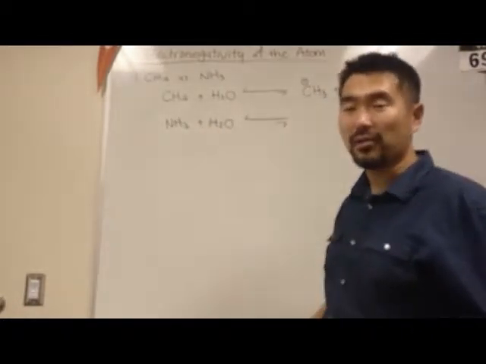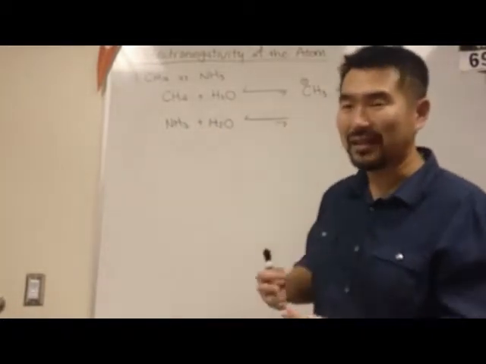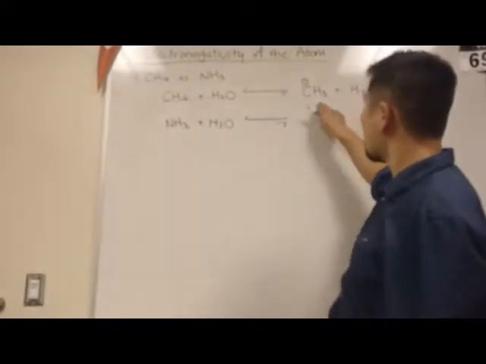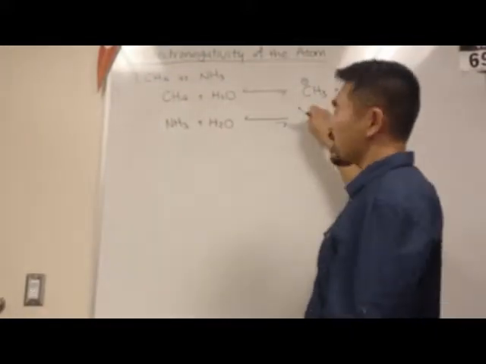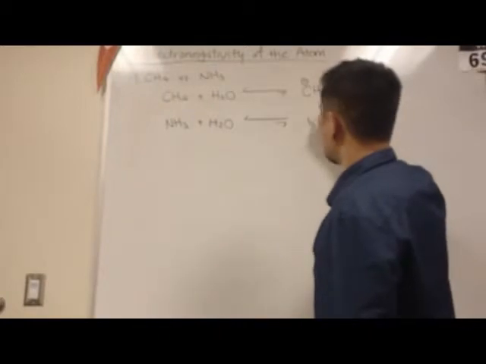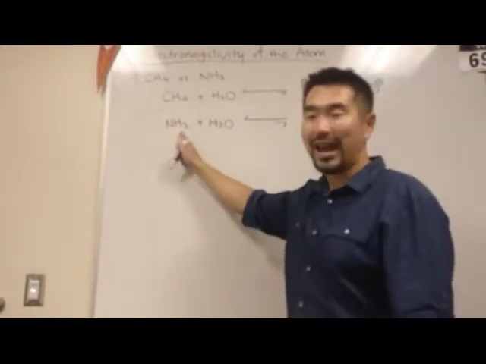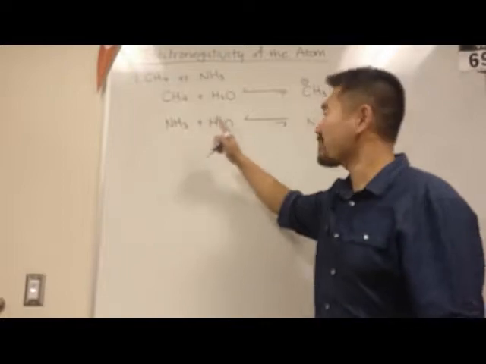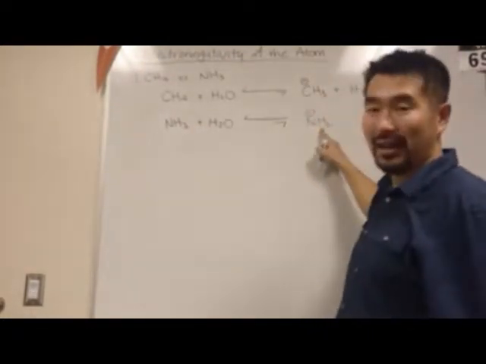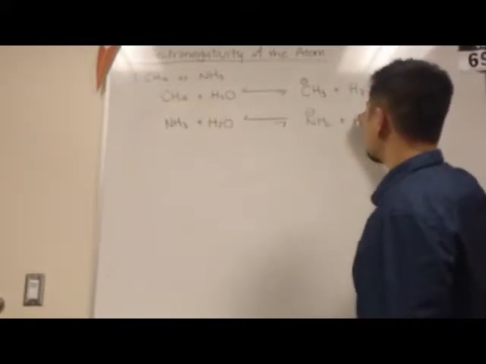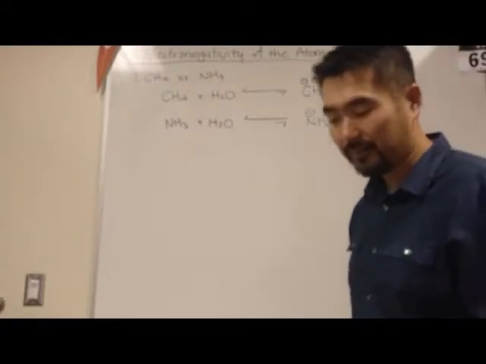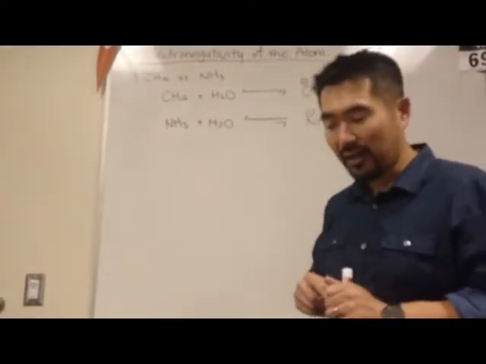Neither of these are going to be good reactions, but one is going to be slightly better than the other. If methane acts as a base, that's your conjugate base. If ammonia acts as an acid, the conjugate base is going to be an amide ion, NH2 minus, and of course the conjugate acid is still the hydronium ion. Okay, so hopefully no surprise there.